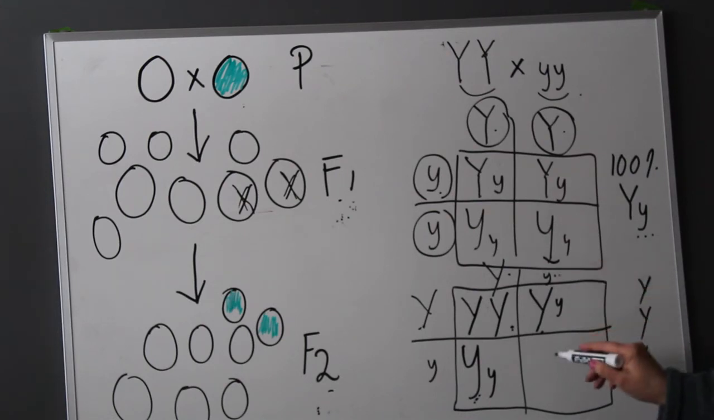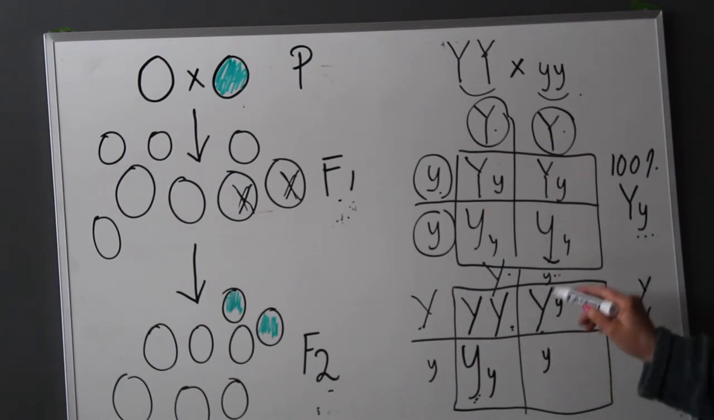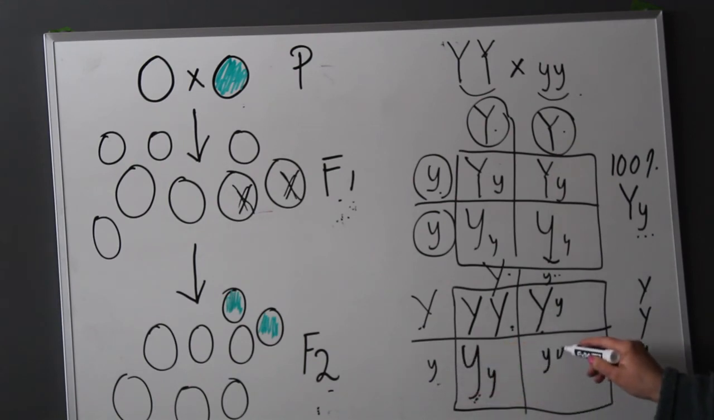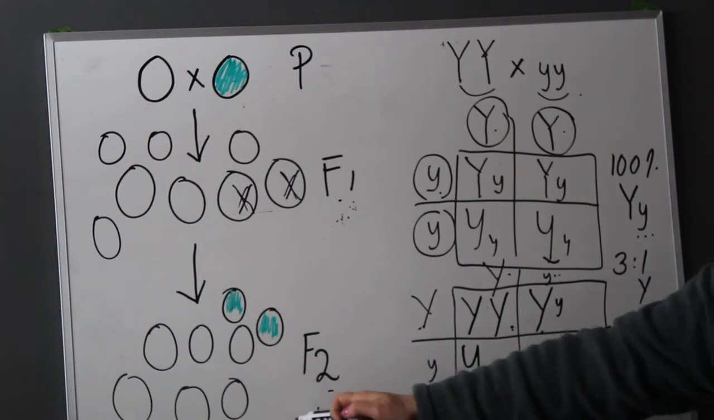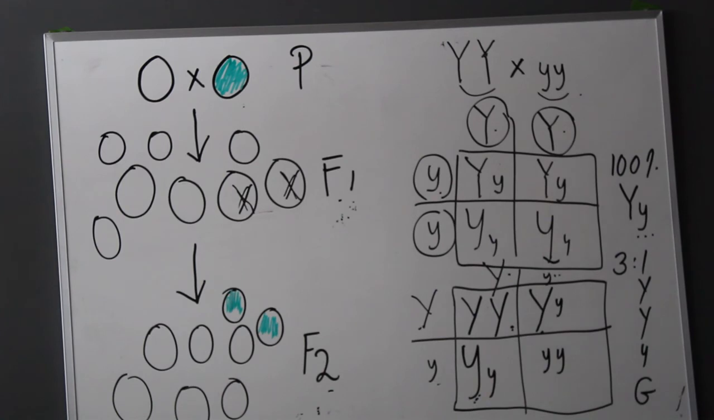But look what happens here. We get a little y from that parent and a little y from that parent, and we've now got green. So we've got a 3-to-1 ratio, green to yellow, and that's what he saw in the F2 generation, roughly a 3-to-1 ratio.